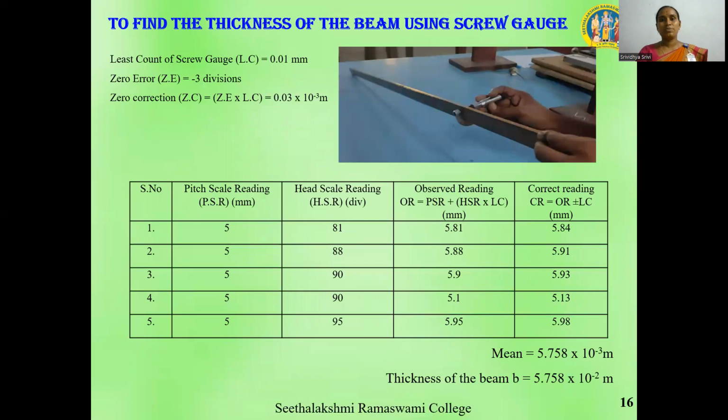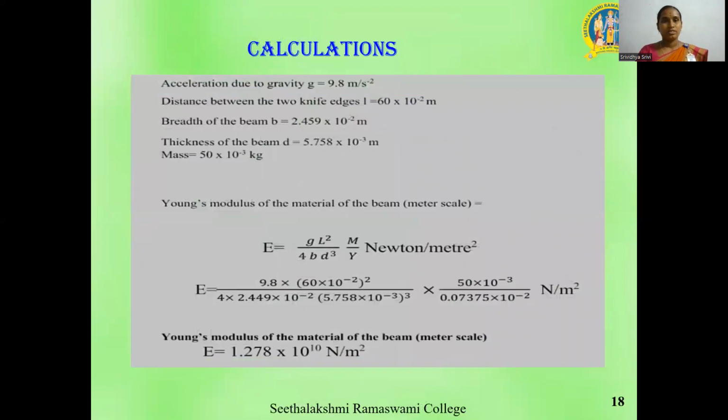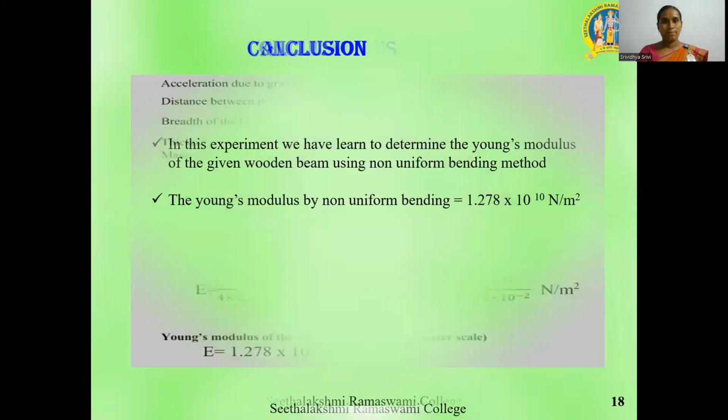To find the thickness of the beam using a screw gauge, the model values are shown in the table here: pitch scale reading PSR, head scale reading HSR, and observed reading, PSR plus HSR into least count. Traveling microscope loading and unloading values are noted and the mean values are calculated. This is the calculations part.